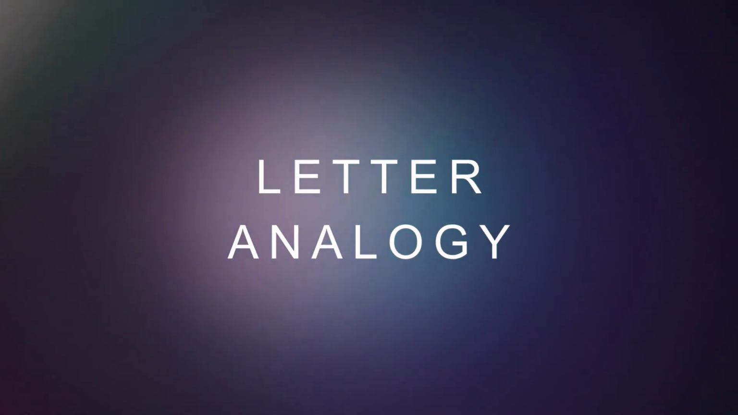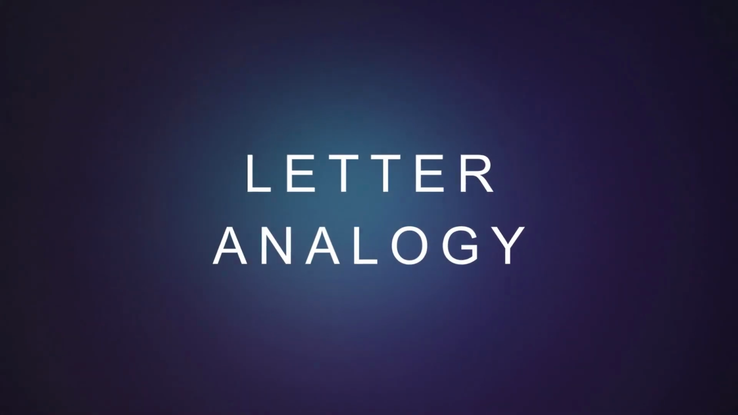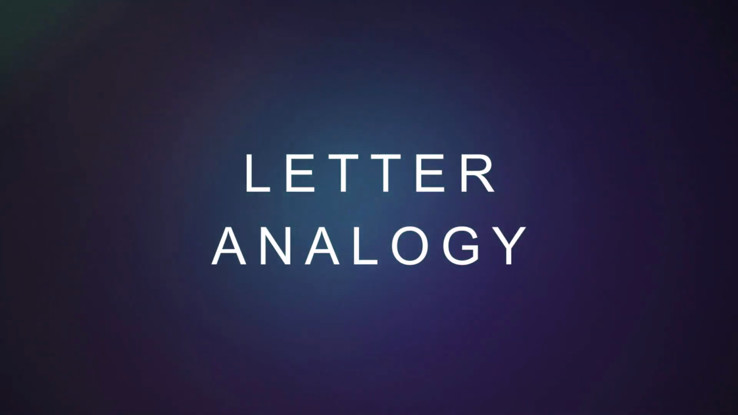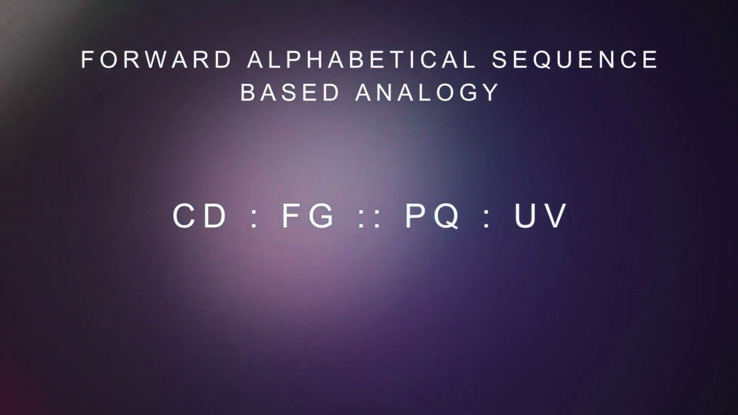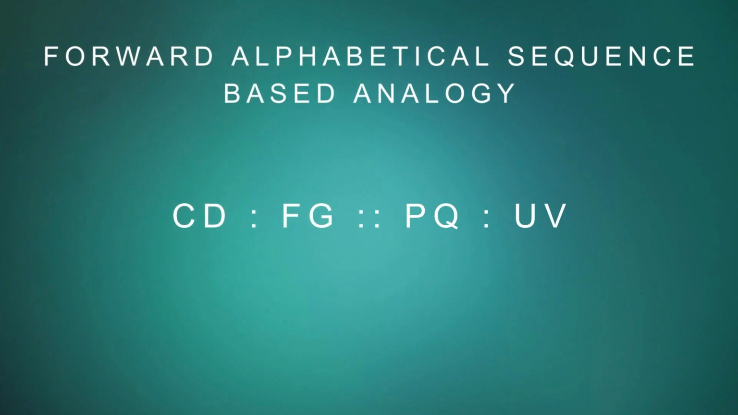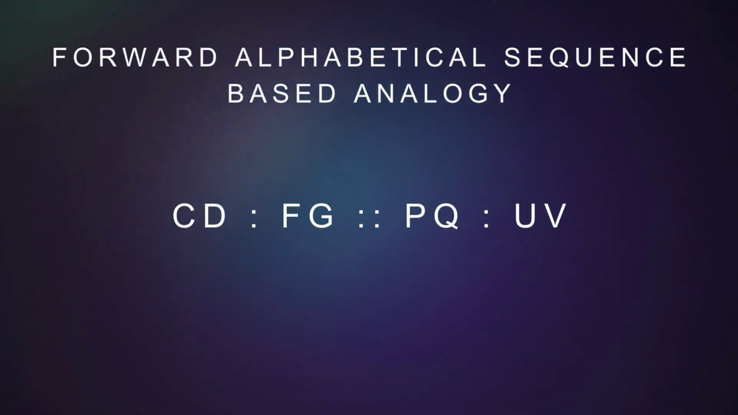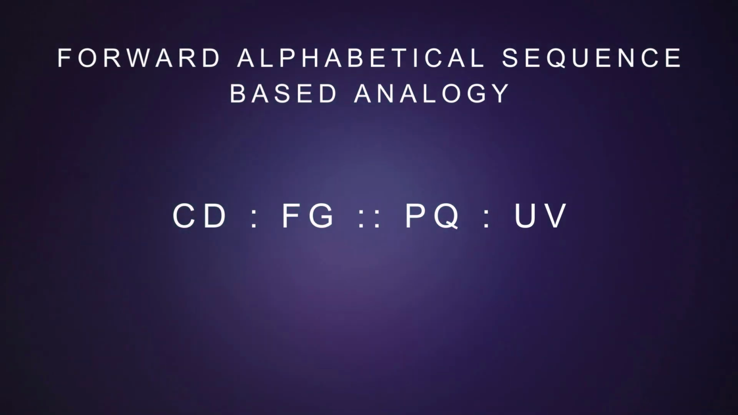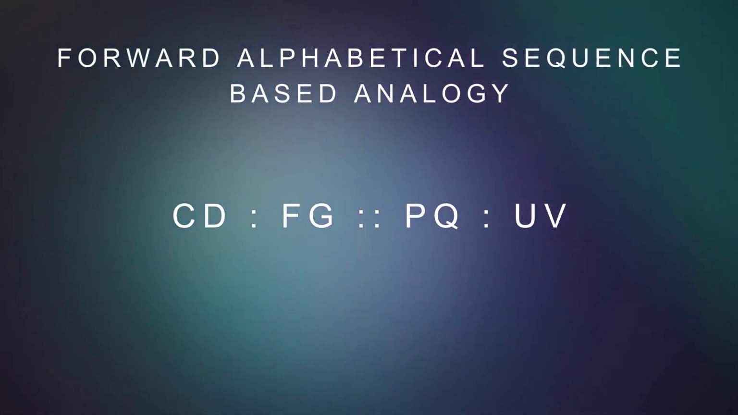Letter analogy. In this analogy, we must find out the relationship between given letters or group of letters. Forward alphabetical sequence based analogy. CD, FG, PQ, UV. Here CD and FG are in the natural alphabetical sequence, so similarly PQ and UV are in the natural alphabetical sequence.